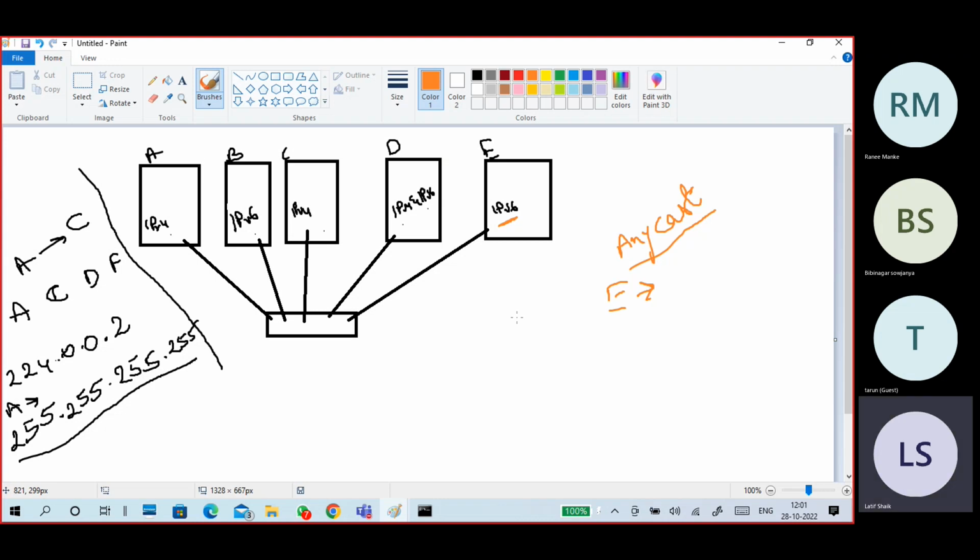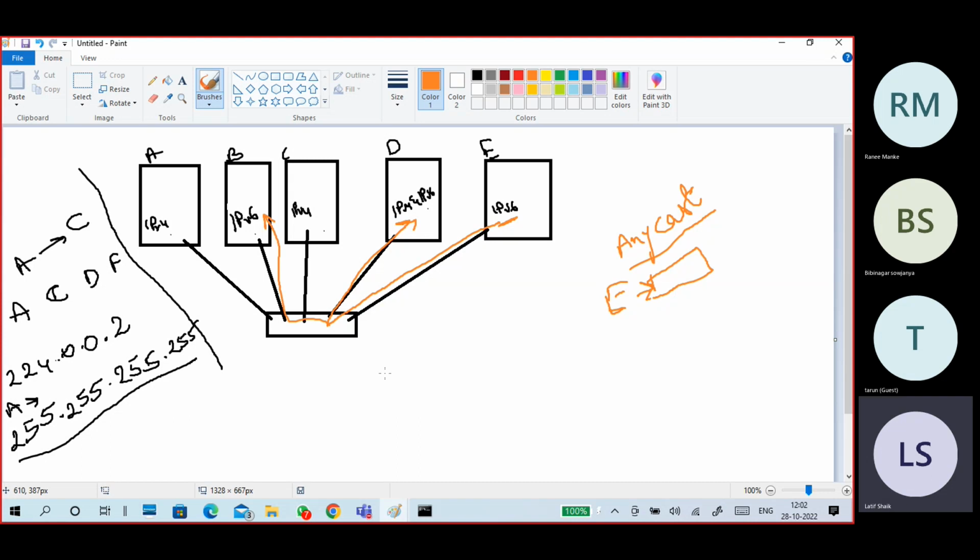Of course, in multicast we can also communicate. But here it is anycast. What I said, broadcast: A sends a packet to this broadcast address, so everyone in the network will get it. Now this is anycast: E sends a packet with the anycast address, and the packet goes to only D and B. It means those devices that are enabled with IPv6 will get an anycast packet.